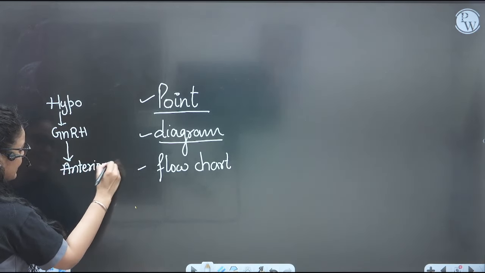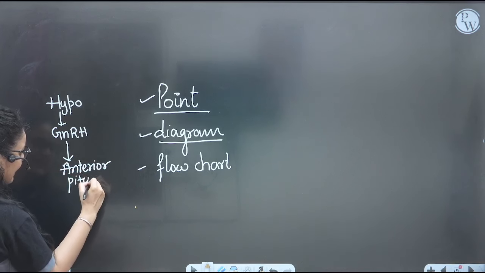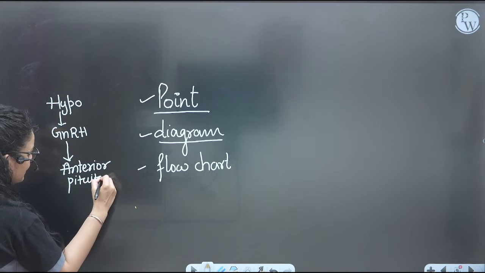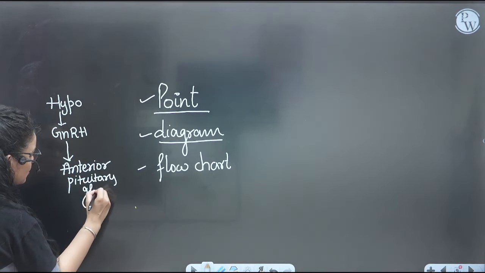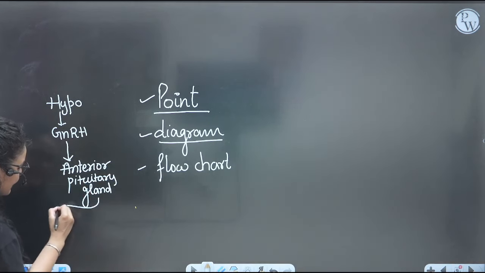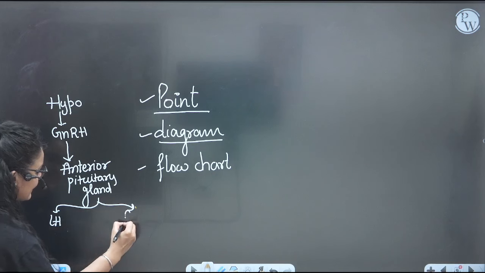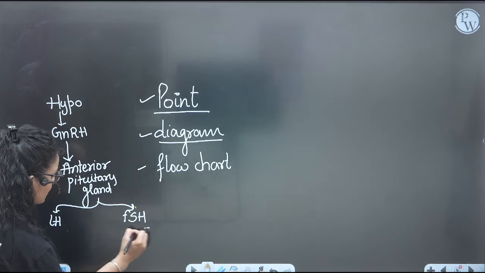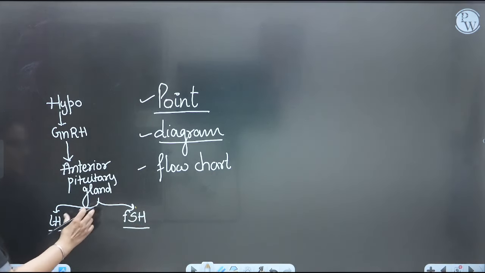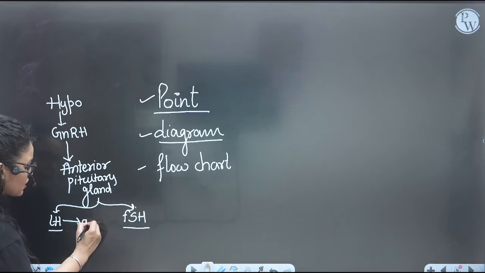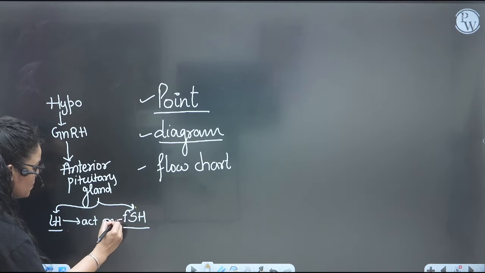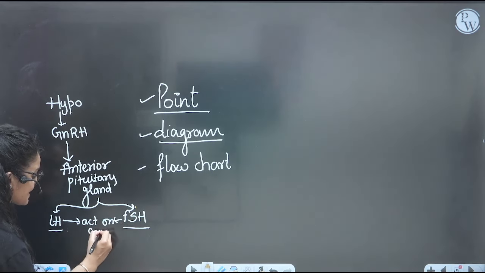So, the anterior pituitary gland. The anterior pituitary gland will be secreting two hormones, that is LH and FSH. LH acts on Leydig cells, FSH acts on Sertoli cells of the testes. So these two hormones act on the gonads. We know both of these will act on gonads.